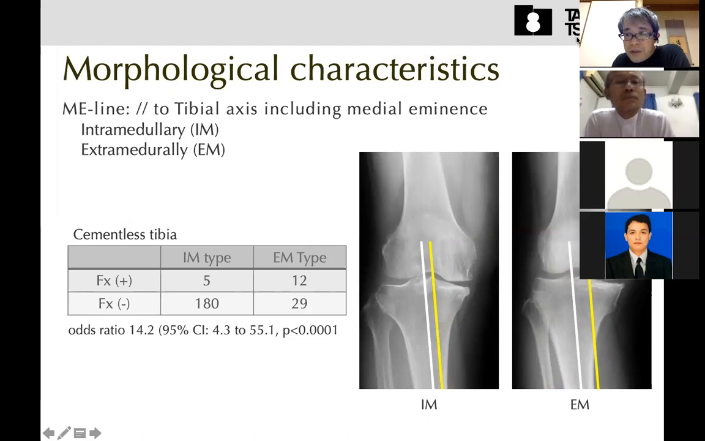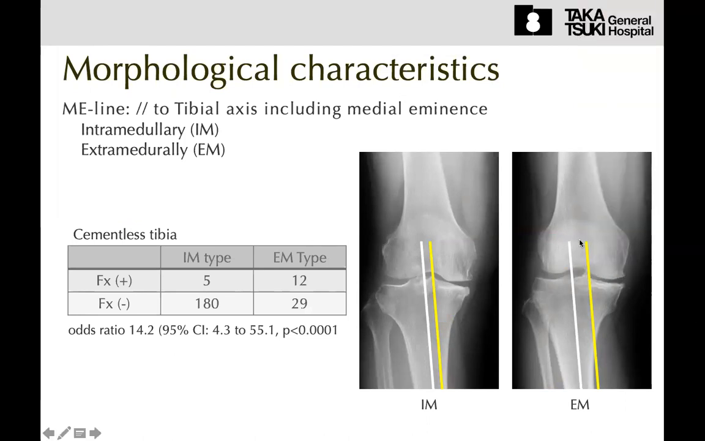But in contrast, in this patient the ME line passes outside of the bone. That means the patient has tibia vara. So the morphological difference is obvious. This patient has a very overhanging medial tibial condyle. So if we implant the UKA like this, the fracture is more frequent.